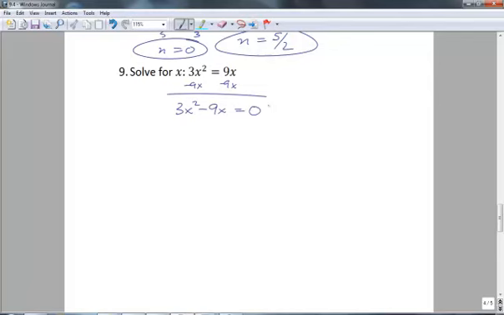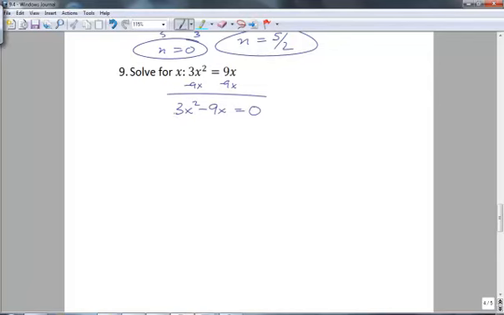Okay, so please notice the left side is not a product. You knew that was coming, of course. And so we need to create a product. And the way we create a product is to factor out the greatest common factor.